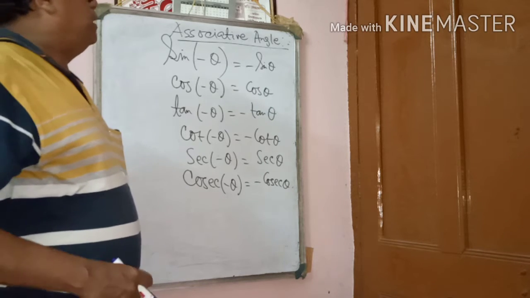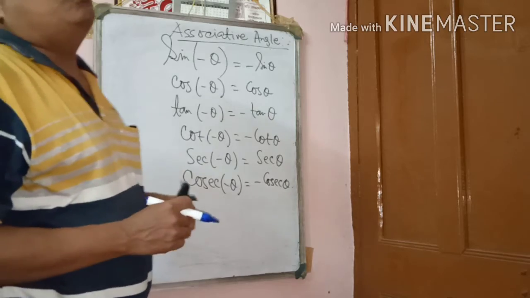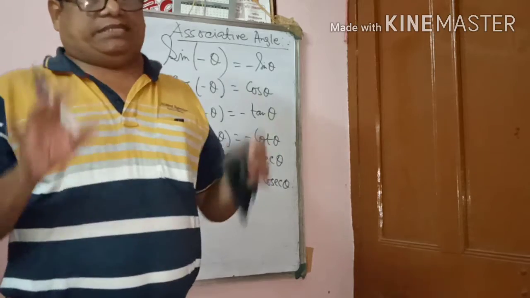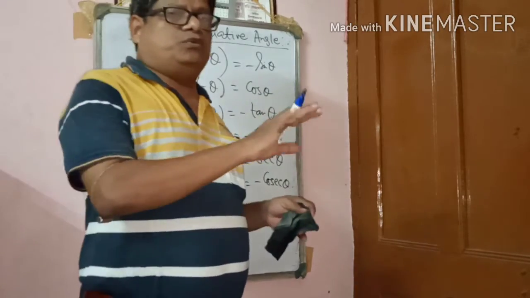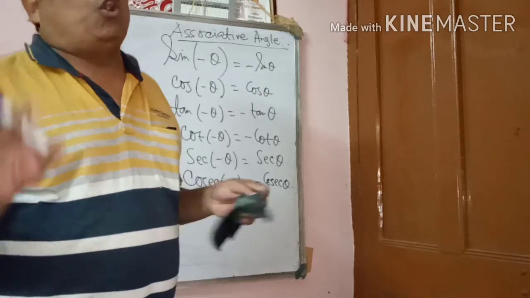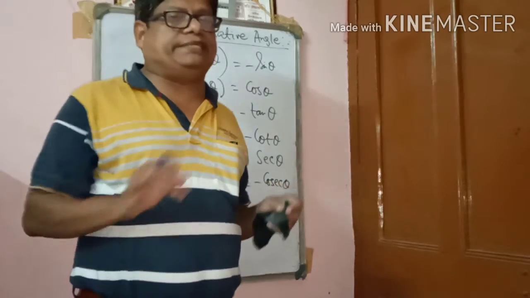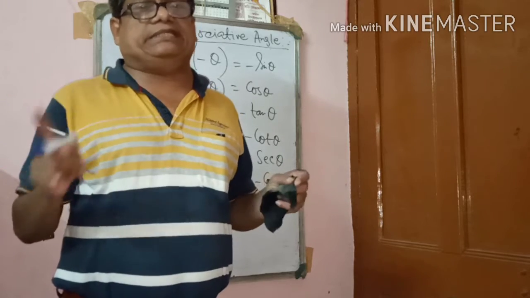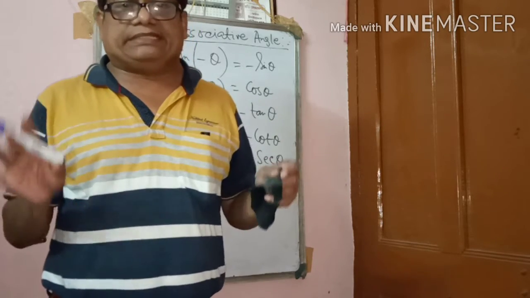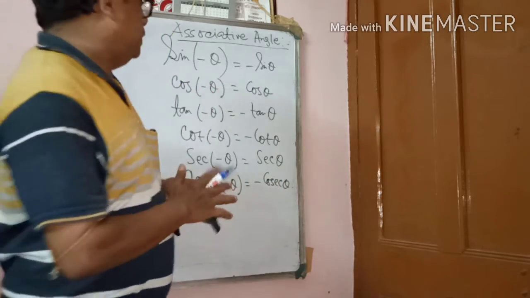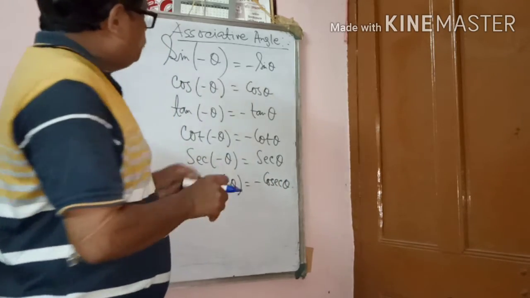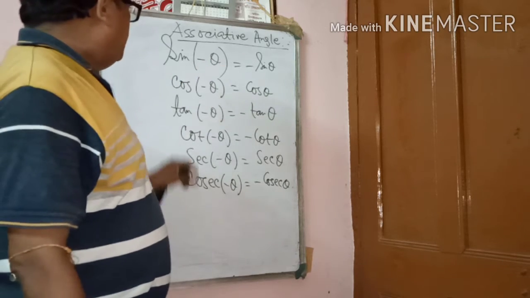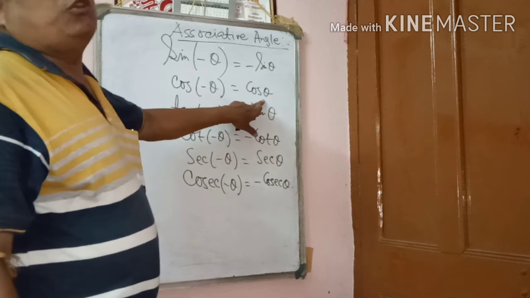I will discuss. All of you know the standard angles, no? 0 degree, 30 degree, 45 degree, 60 degree are all known as standard angles. All of you know the values. Suppose sin 30 degree is half, cos 30 degree is root 3 by 2, sin 60 degree is root 3 by 2. Now see how to prove. Sin minus theta is minus sin theta, cos minus theta is only cos theta.